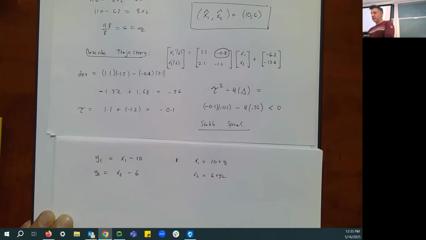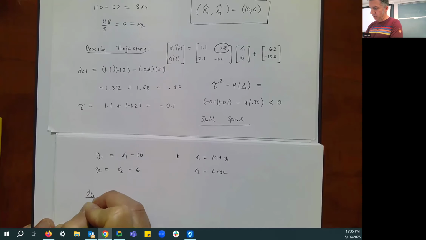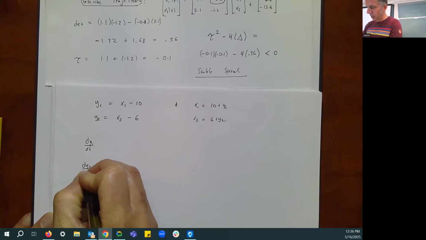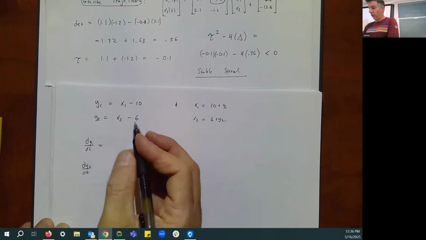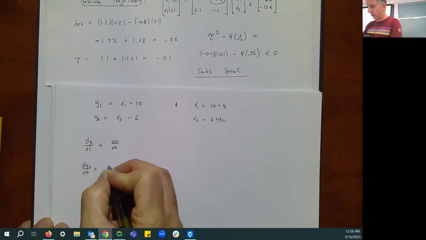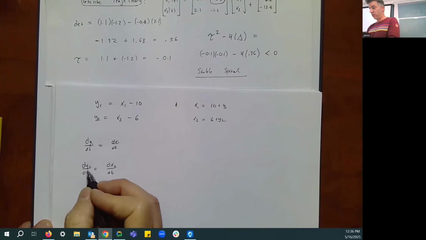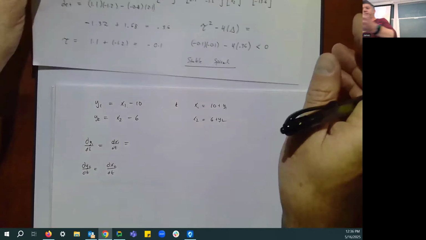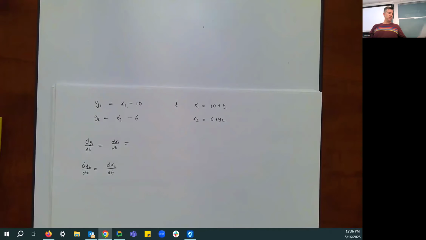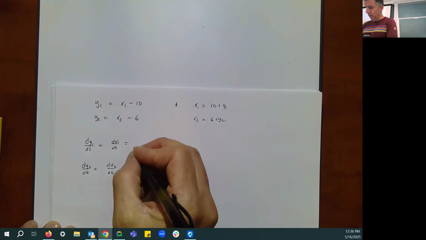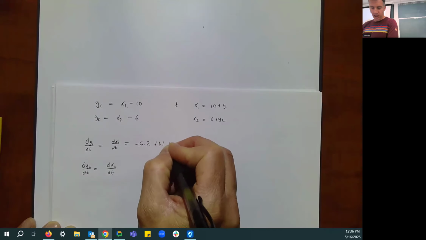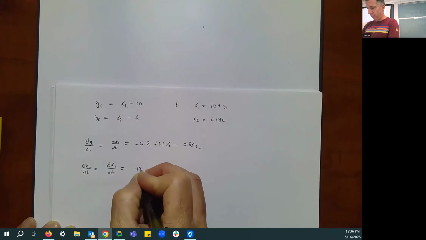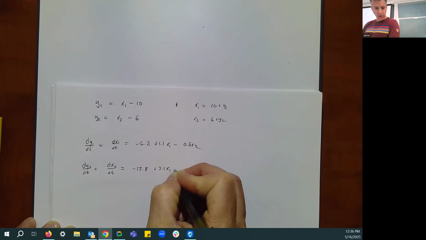Then dy1 dt, sorry, it always feels like I'm relearning it every time I do this. The derivative of y1 is just the derivative of x1, and the derivative of y2 is the derivative of x2. This always works out this way whenever it's non-homogeneous. Then we know the equation for the derivative of x1. It's the original equation we started with, which had terrible numbers: negative 6.2 plus 1.1 times x1 minus 0.8 times x2. And the other equation: negative 13.8 plus 2.1 times x1 minus 1.2 times x2.